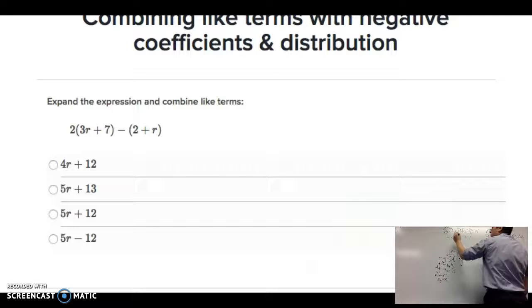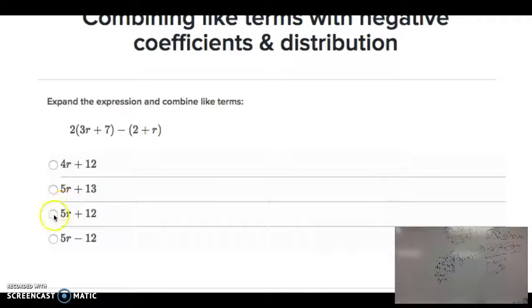Now let's combine like terms. I'll do circles for variables, and I'm going to include the negative, and then squares for numbers. I'm going to include the negative for the 2. 6r minus 1r, 5r. 14 minus 2 is 12. So 5r plus 12. Let's see if we get it.